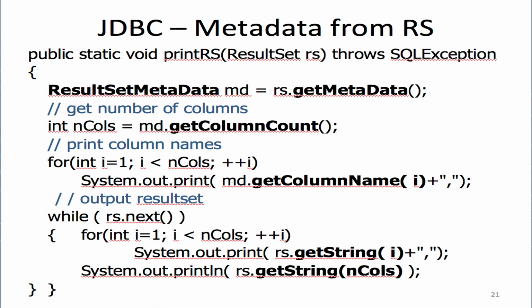So by this metadata, md.getColumnCount(), we can find the number of columns of the table. Like the number of rows, getRowCount, we can also find the number of rows. This type of information, the overall information of the table, we can find by this metadata.